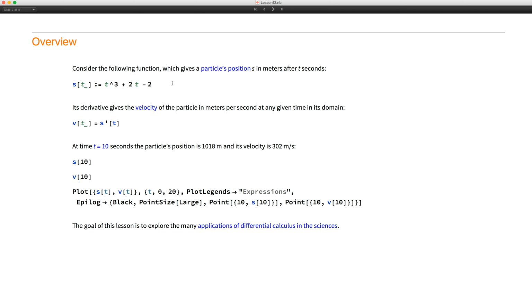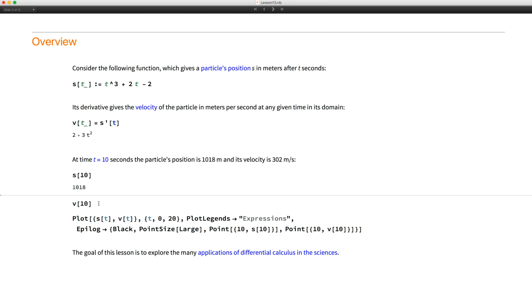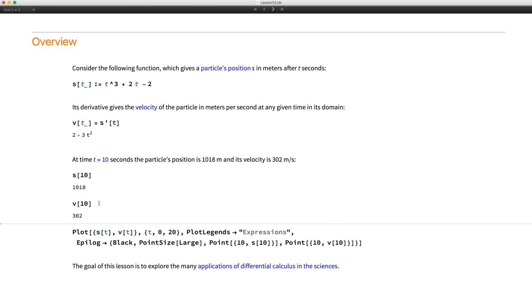So let's say you have a particle which moves along a straight line, for example, and the position at time t is given by this function s of t. That's t cubed plus 2t minus 2. Now, once you have the position as a function of time, what you can do is compute the derivative, and then that will give you the velocity of the particle at time t. So here's the velocity, that's 3t squared plus 2. And once you have both s and v, you can then work out their values at any time. So for example, at t equal to 10, the values are 1018 and 302.